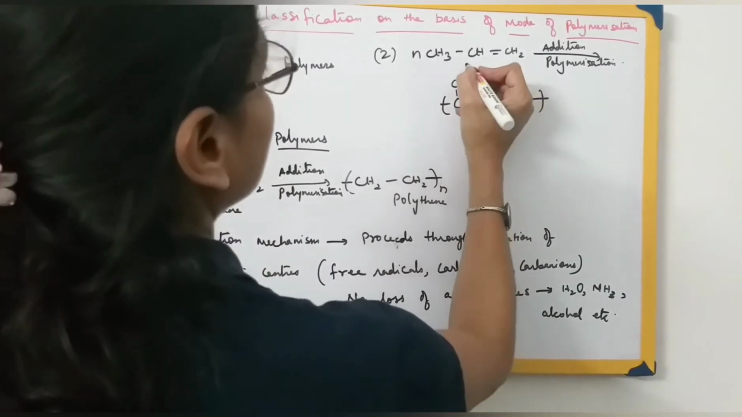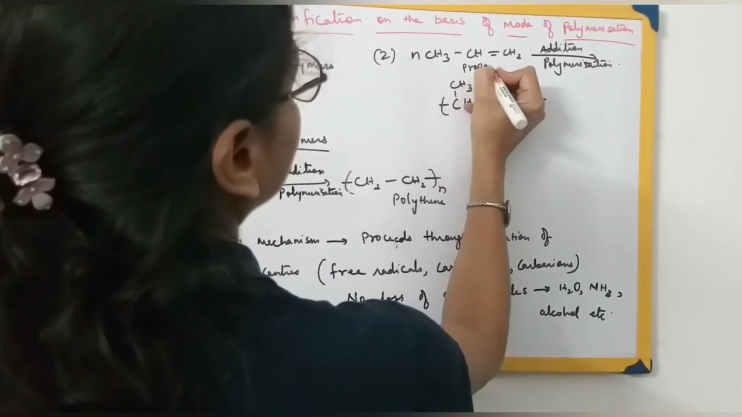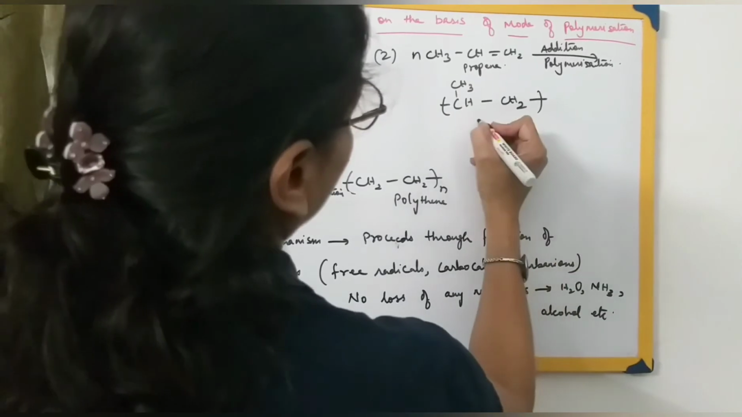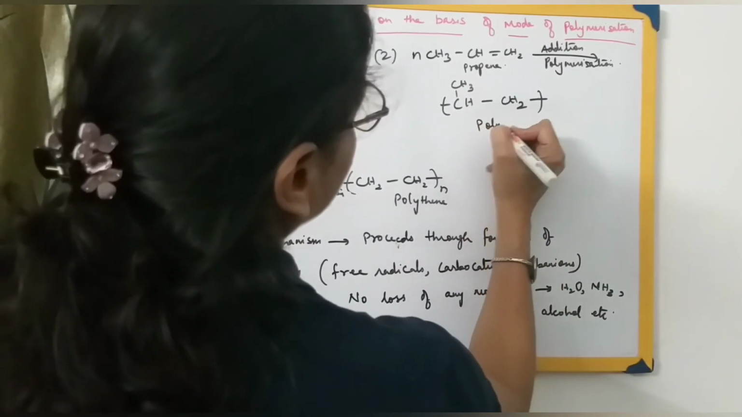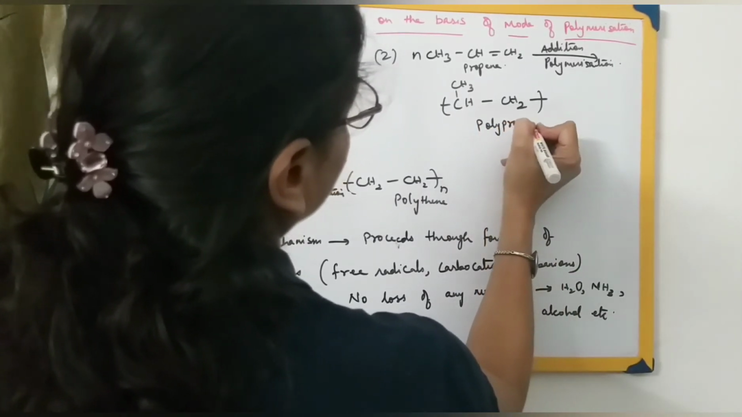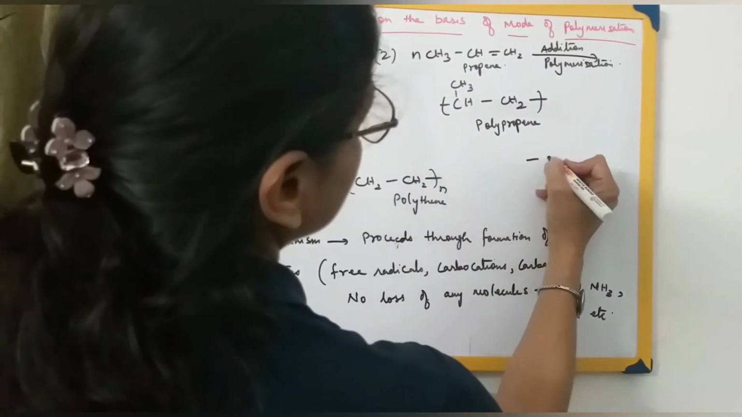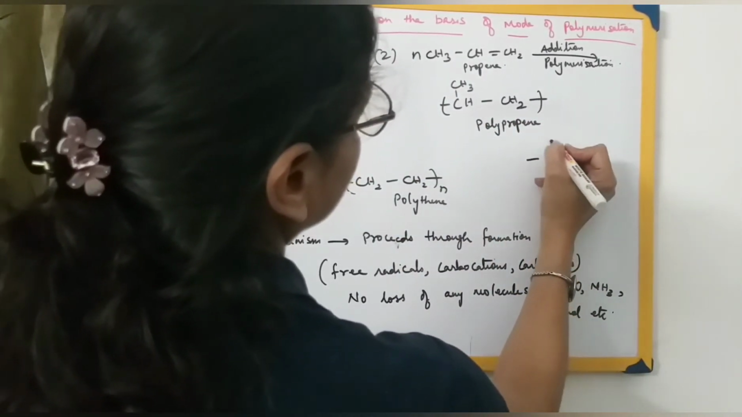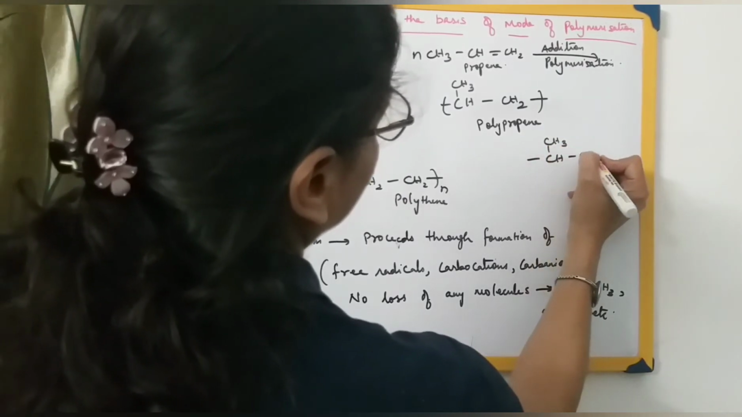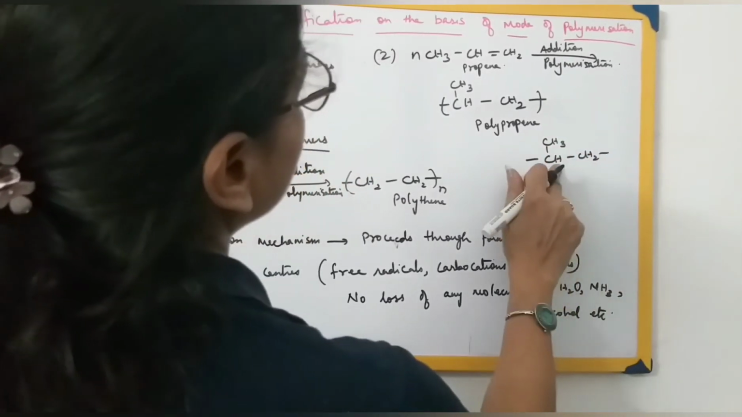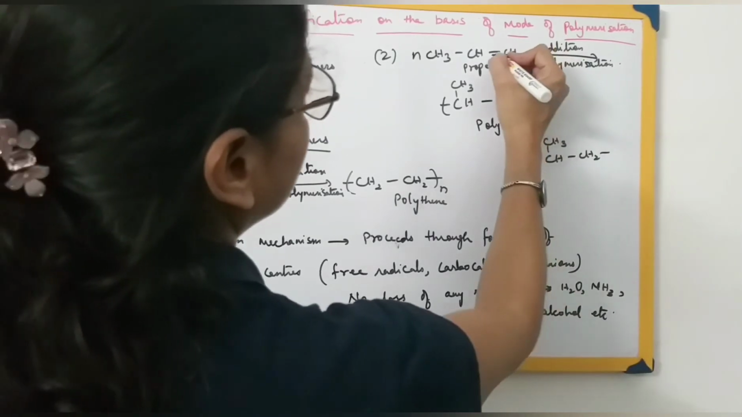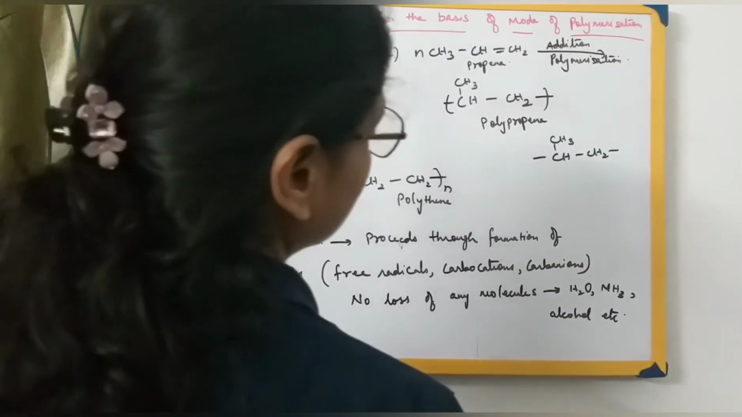So this is the propene and this is polypropene. In this case also, if you simply write down the repeat unit, this is the repeat unit. This repeat unit is the same as the monomer unit, and here also we will find that there is no loss of any water molecule.